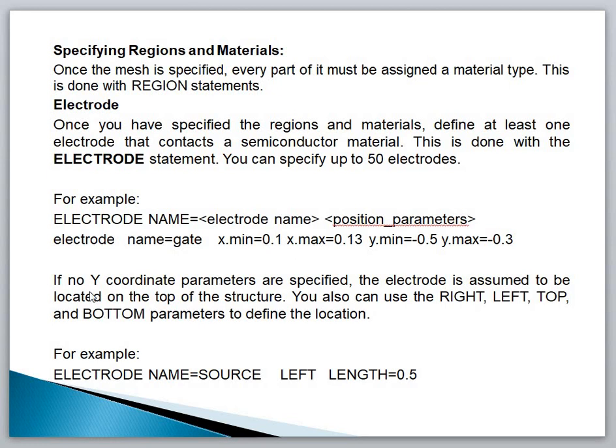If no y coordinate parameter is specified, the electrode is assumed to be located on the top of the structure. You can also use the right, left, top and bottom parameters to define the location. One other method to define the electrode without positional parameters is with the help of the right, left, top and bottom commands. For example, electrode name source: we define the source metal on the left side with a length of 0.5 nanometer.